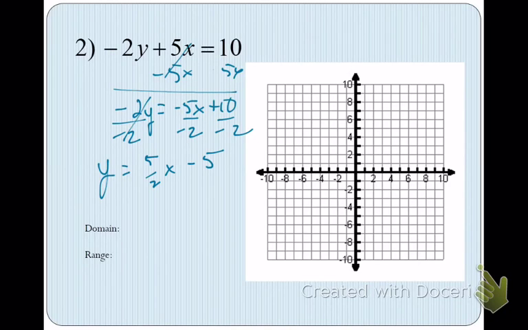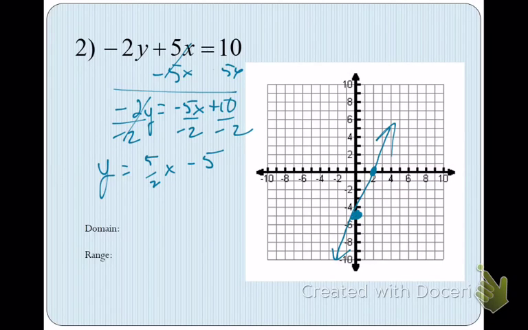Okay, go graph. We're going to be down here at negative 5 on the y-axis. The vertical change is positive 5, so we go up 5. It's positive. The horizontal change is positive 2, so we go right 2. And there's our graph.